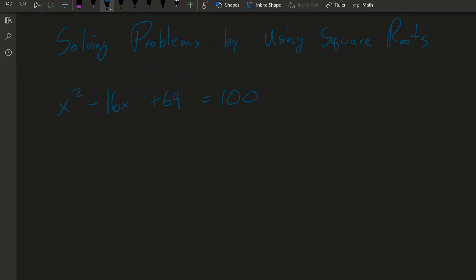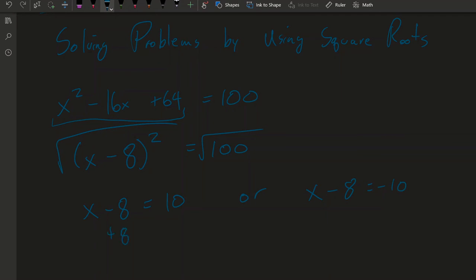Now, in order to solve this, what I should do is look at that trinomial right there, and I can recognize that is a perfect square. That is x minus 8 squared, and it equals 100. Now what I can do is take the square root of each side, say x minus 8 equals 10, or x minus 8 equals negative 10. Remember, anytime you take the square root, it produces a positive and a negative answer.